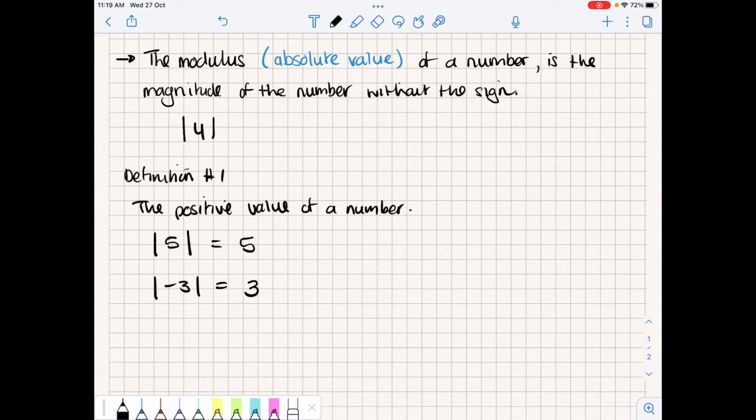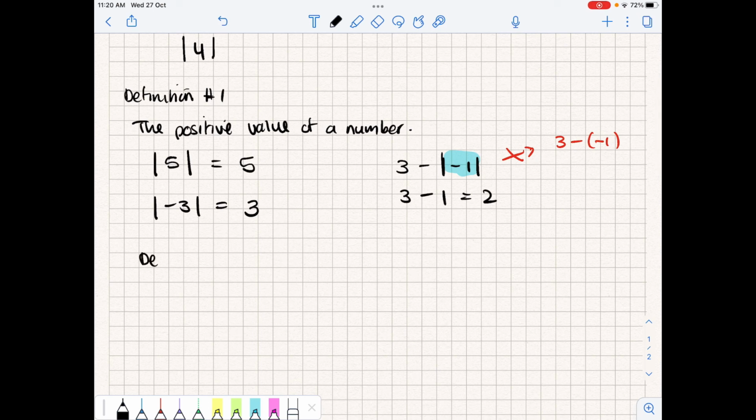Okay. Now, if we had some equation using modulus, so say we had 3 take away the modulus of negative 1, what would that be equal to? Well, the first thing we need to do is consider what is the modulus of negative 1. Well, the modulus of negative 1 is just 1. So we would have 3 take away 1, and that's just equal to 2. Right? So this would not be 3 take away negative 1, because we're not interested in the negative solution.